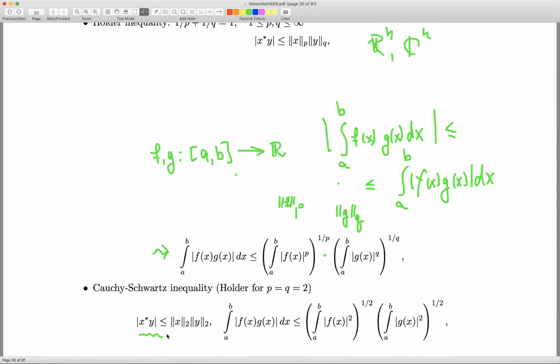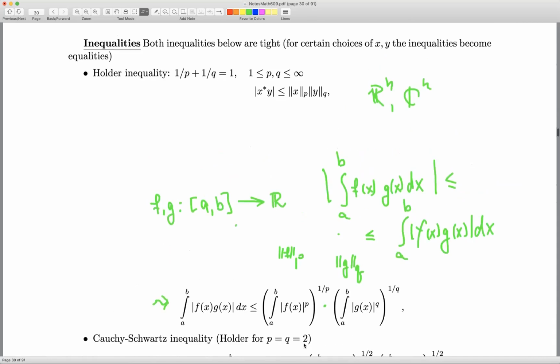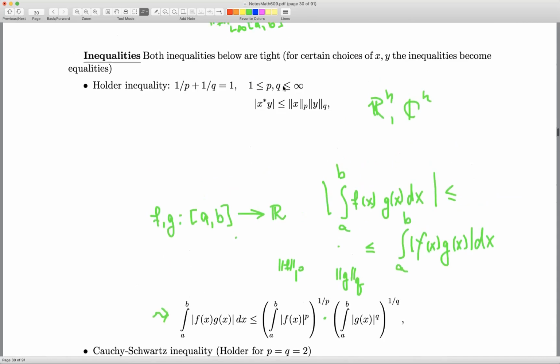this turns into the so-called Cauchy-Schwarz inequality, which tells you that the integral from a to b of the absolute value of f of x times g of x is less than or equal to the L2 norm of f times the L2 norm of g. Now, in particular, when q here is infinity, 1 over infinity is viewed as 0, and then p is equal to 1.